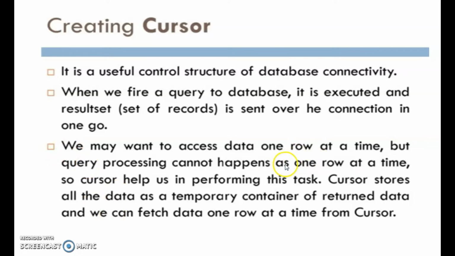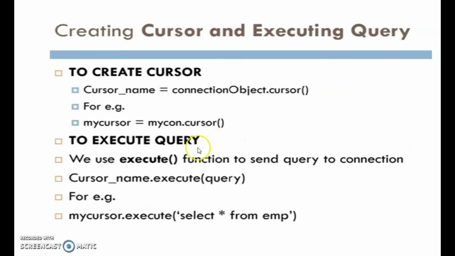We may want to access data one row at a time, but query processing cannot happen one row at a time. So the cursor helps us in performing these tasks. Cursor stores all the data as a temporary container of returned data, and we can fetch data one row at a time from the cursor. Clear? The cursor will send all the data together, so we can access records individually only by using the cursor. So we have to create a cursor to read records individually, one by one.